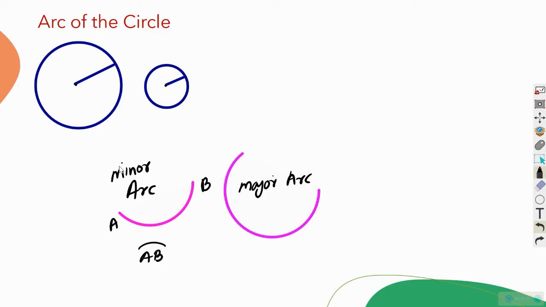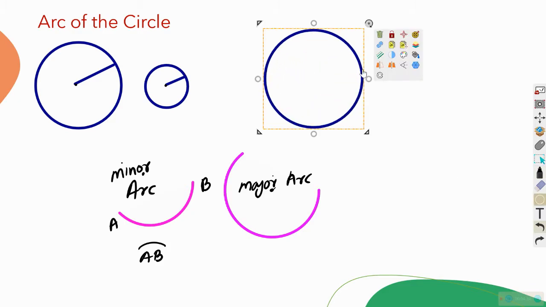Correct? Whenever we make an arc, the arc will be a part of a circle, and the arc will have the same center as the circle. If this circle has a center here, the same center will be the center of this arc. And sometimes the arc can also be a semicircular arc. How can it be?